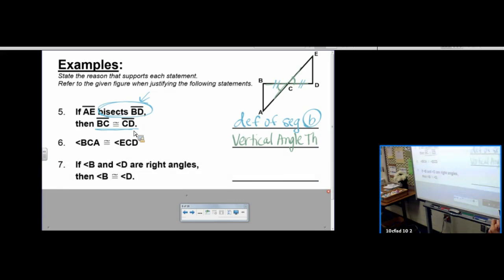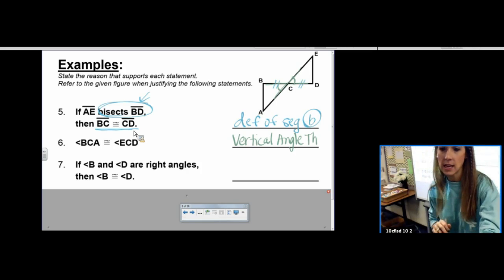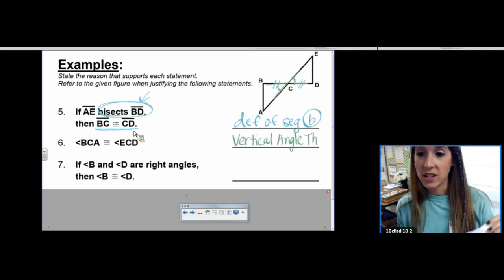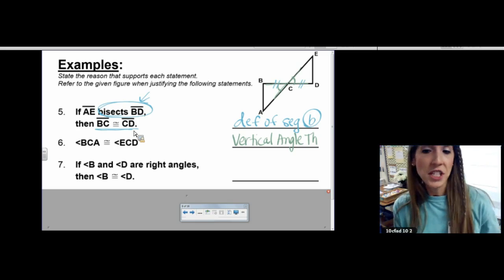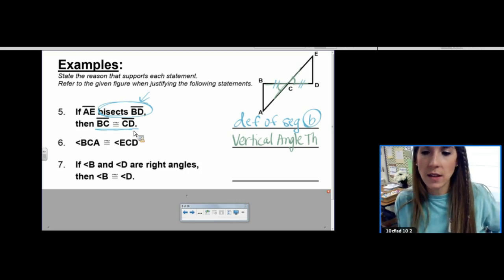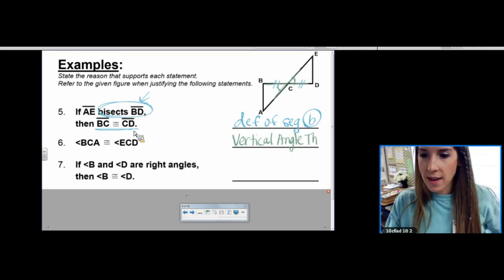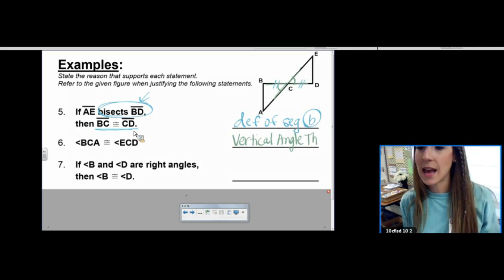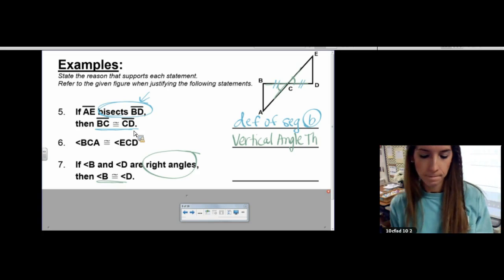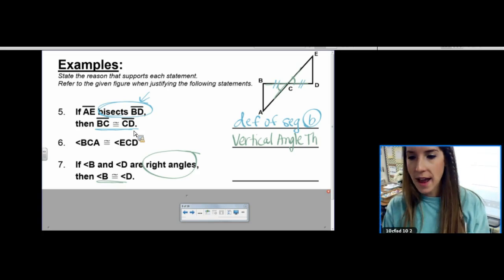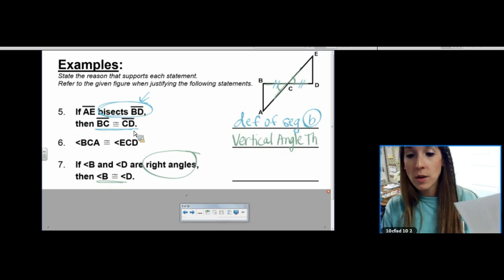If angle B and angle D are right angles, then angle B is congruent to angle D. This one I probably haven't talked about a lot, so this might be one that you're looking on here to find, and you just need to memorize it because you know that we're going to be using it in this unit a lot. So can anyone find the one that allows us to say because they're right angles, they're congruent? It's on your sheet, but I haven't talked about it a lot. It's not an algebra property.